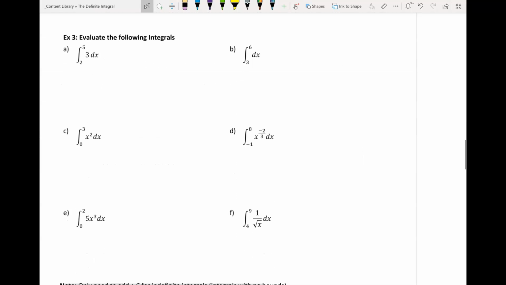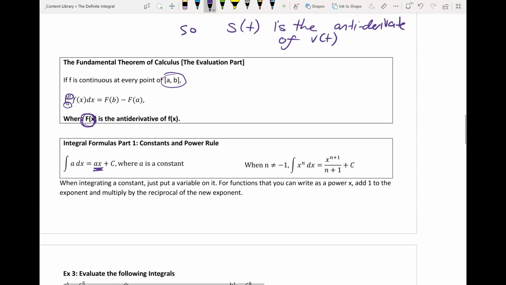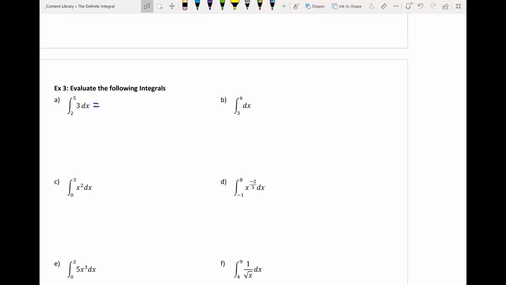So let's try this with actual integrals that we can integrate. So this first one, we are given bounds for all of these. So we're going to use the fundamental theorem of calculus, the evaluation part, this one right here. So first thing we do is the antiderivative first. So the antiderivative of 3 is 3x, and you can always check your work. So what is the derivative of 3x? Well, I should get back 3, and I do in this case.